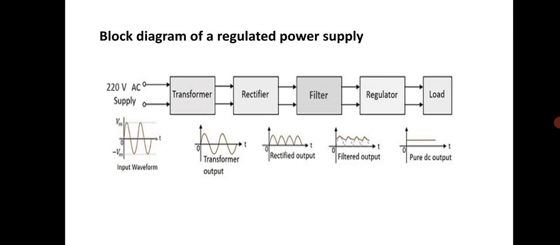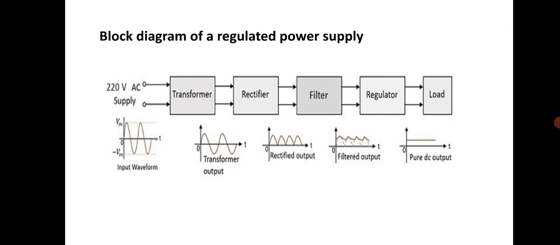So in the block diagram, you can see there are certain circuits which are kept one after another, and the whole together is considered to be the regulated power supply. Here at the input, you have connected it to the AC supply, which gives 220 volt input. Here the waveform is shown. You can see the peak voltages which are varying from positive to negative, plus Vm to minus Vm.